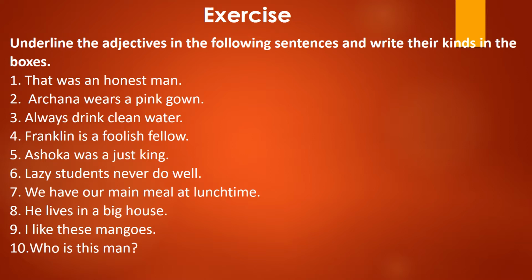I like these mangoes. In this sentence, these is an adjective and it is a demonstrative adjective. Who is this man? In this sentence, this is there. So this is a demonstrative adjective. But we also consider it an interrogative adjective, because it is asking who is this man. So who is an adjective and it is also considered an interrogative adjective.